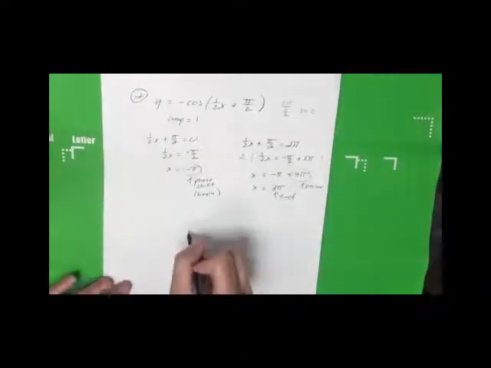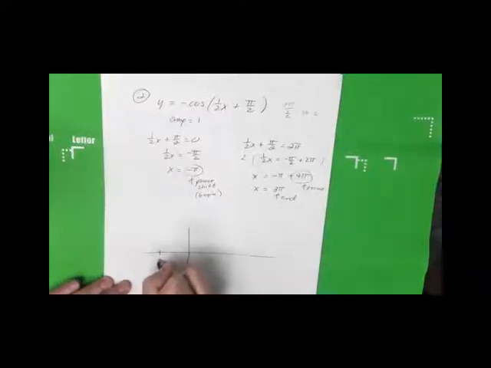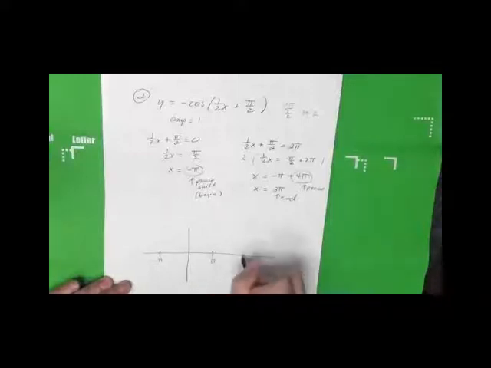All right, so let's see. Got minus pi, 0. Okay, I got pi, 2 pi, 3 pi.